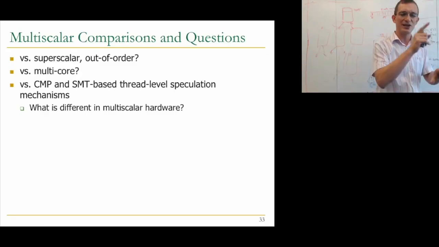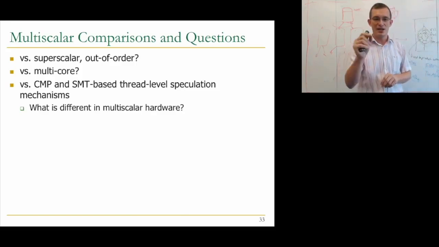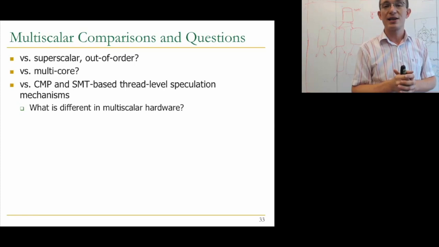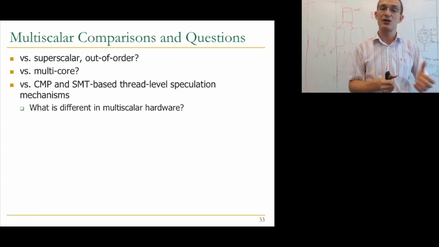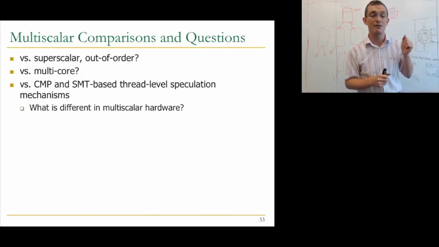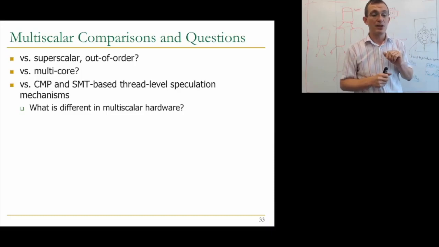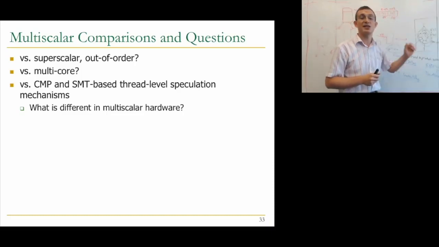And except there's this weird thing going on with the register file, which is the round-robin communication, interconnection network that's tightly coupled to the register file. How does this compare to other chip multiprocessor and SMT, simultaneous multithreading based thread-level speculation mechanisms, like the thread-level speculation that we've discussed earlier, right? The Steffan paper. So what is different in multiscalar hardware than in these approaches, and what is different in multiscalar software?